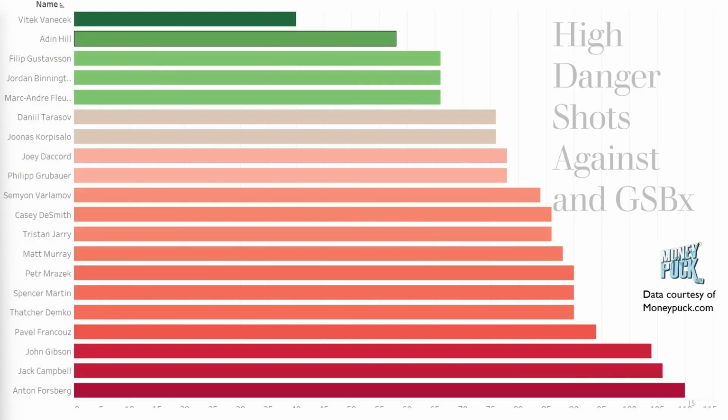So this graph is the same as the last one, but it adds a filter for goalies who aren't giving up a lot of low danger goals against. Obviously, goalies should save the easy shots, and if they can also stop the hard ones, or in this case, if their team is limiting the hard ones or the high danger chances, that gives the highest chance for success for your fantasy team, and you want to pick one of these guys up.